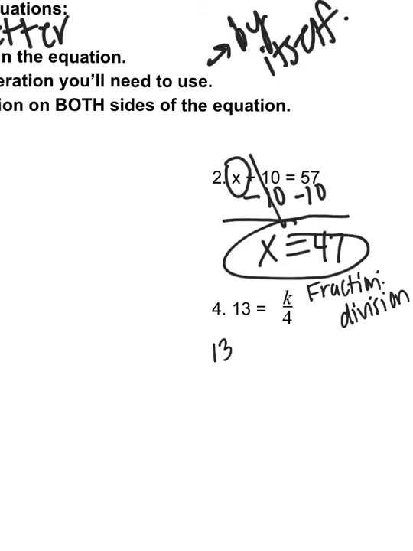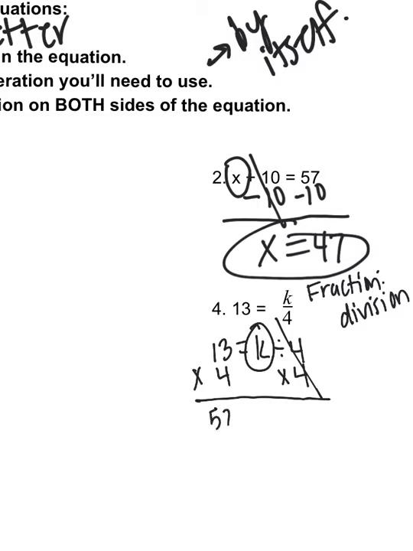So this is really 13 equals k divided by 4. My variable is k, so I want to get rid of that divide 4. The inverse of division is multiplication, so I'm going to multiply both sides by 4. So if I have this division and multiplication, that just means those things are canceling each other out. And then I'm going to put 13 times 4 in my calculator. So 13 times 4 is 52. So then I get 52 equals k, because that's all that's left over here.